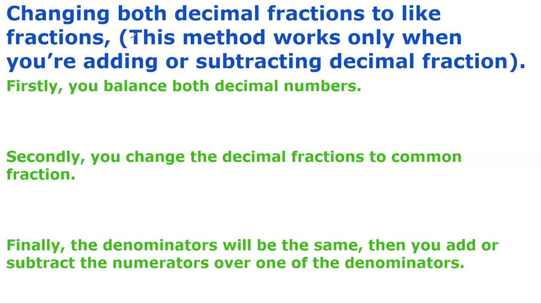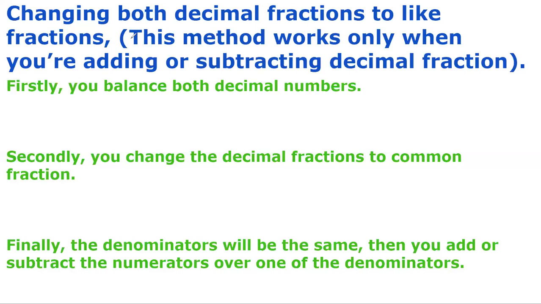Good. Firstly, you balance both decimal numbers as usual, the one that we use to balance. You count the number of decimal places and make sure that they are all the same. Secondly, you change the decimal fractions to common fractions.